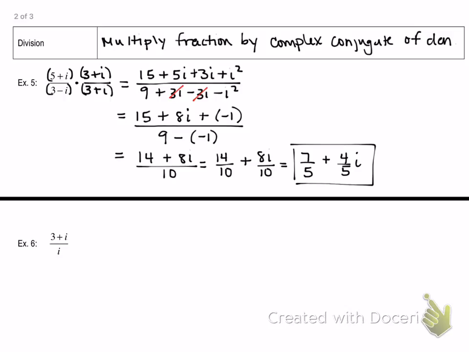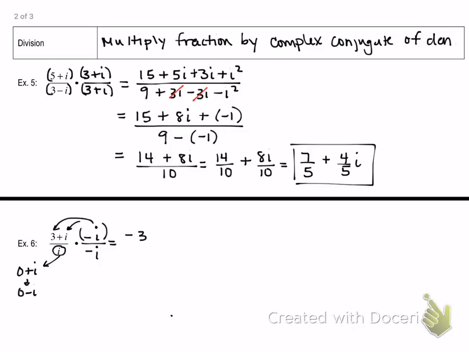Okay, so let's do example 6. This particular term is 0 plus i, so its conjugate is 0 minus i, which is just -i. So we'll multiply top and bottom by -i. Now I'm only multiplying one thing, so I don't necessarily have to FOIL, all I have to do is distribute, so that's kind of nice.